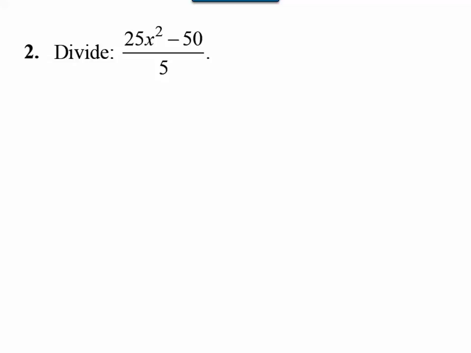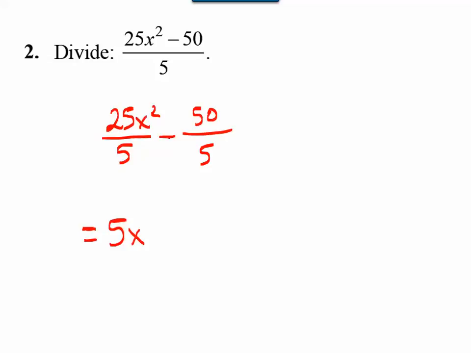And this one you may be able to do even in your head without writing anything down, because 25 divided by 5 would just be a 5. We know that to be sure. 5x, the x squared stays the same because there's nothing to divide the x by, right? There's no x's here. And then 5 goes into 50 10 times and done. Cool.